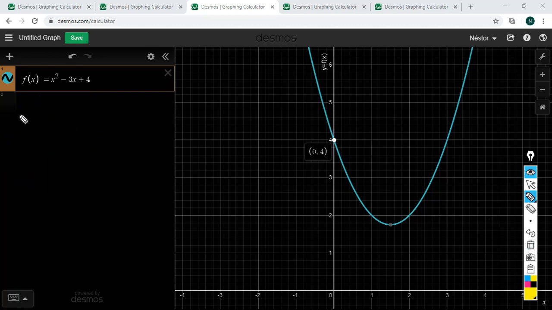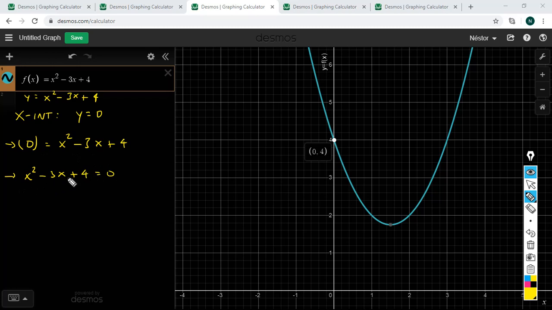Now let's get the x-intercepts. For the x-intercept, we try to make y equals 0. Again, I forgot to write the function in this way. So let's make y equals 0. Let's do it. 0 equals x squared minus 3x plus 4. I'm going to flip the sides. x squared minus 3x plus 4 equals 0. It's the same thing, okay? And now we try to solve this equation.